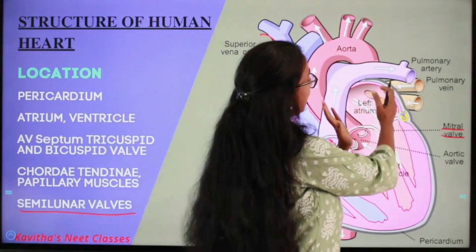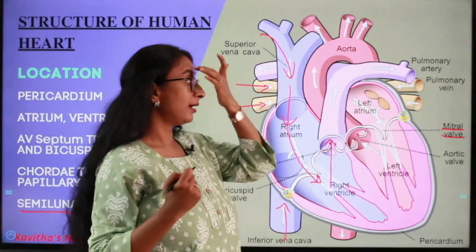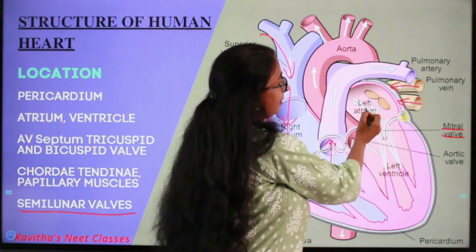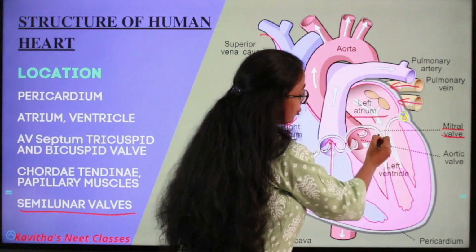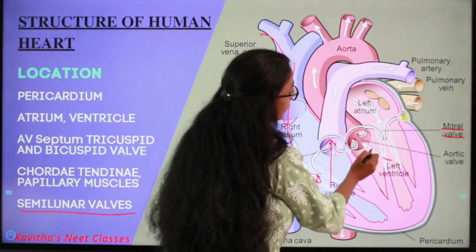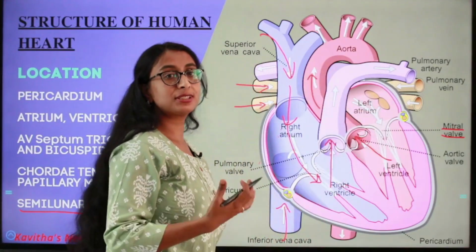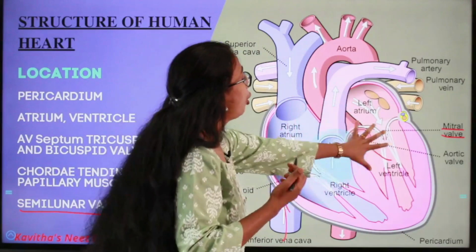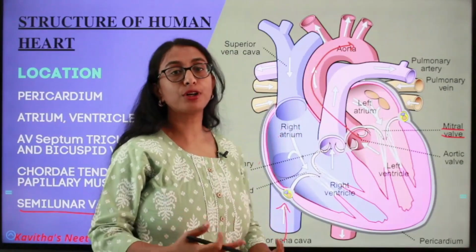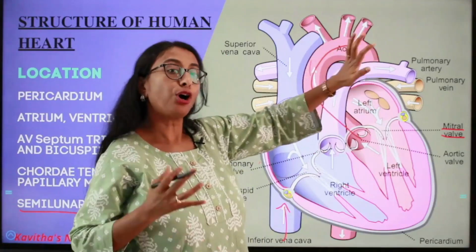On the left side, the left atrium, the left ventricle and the aorta deal with the oxygenated blood. So here you can see from the pulmonary veins, oxygenated blood enters the left atrium, and from the left atrium it moves into the left ventricle, and from the left ventricle the oxygenated blood is pumped into the aorta, which is the largest artery in the human body. So oxygenated blood is pumped into the aorta, which circulates the blood to different organs and tissues of the body. So the left atrium, left ventricle and the aorta deal with the oxygenated blood.